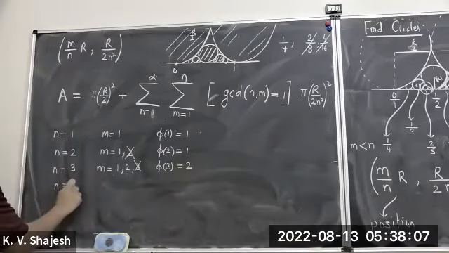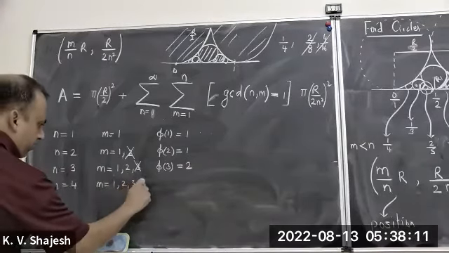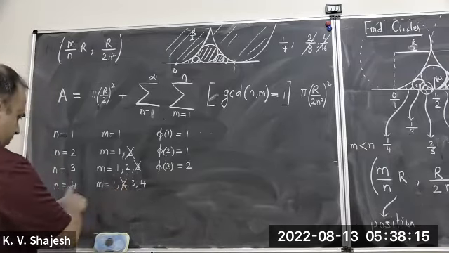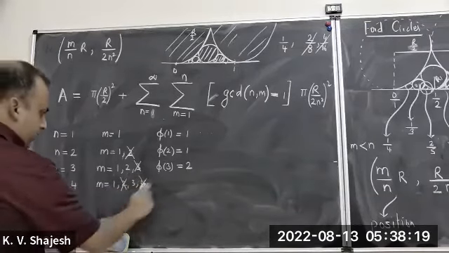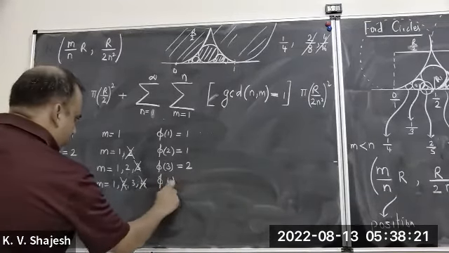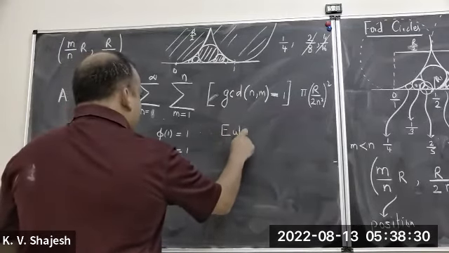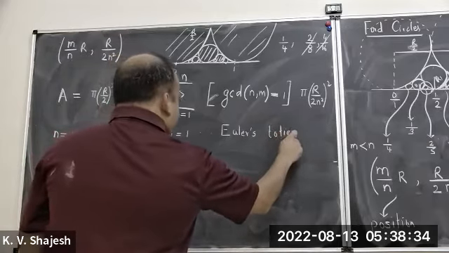n equal to 4. m can be 1, 2, 3, 4. 1 and 4 is okay. 2 and 4 is not possible because they have a common divisor. 3 and 4 is okay. 4 and 4 is not possible. So phi of 4 is again 2. What is that phi? The technical word for this is called Euler's totient function.